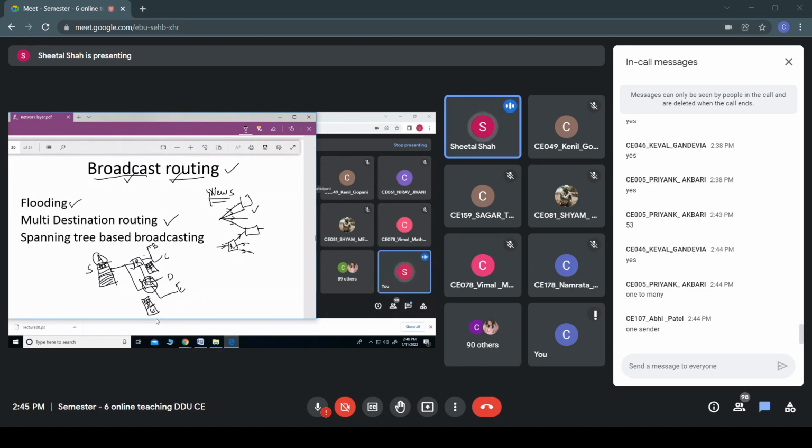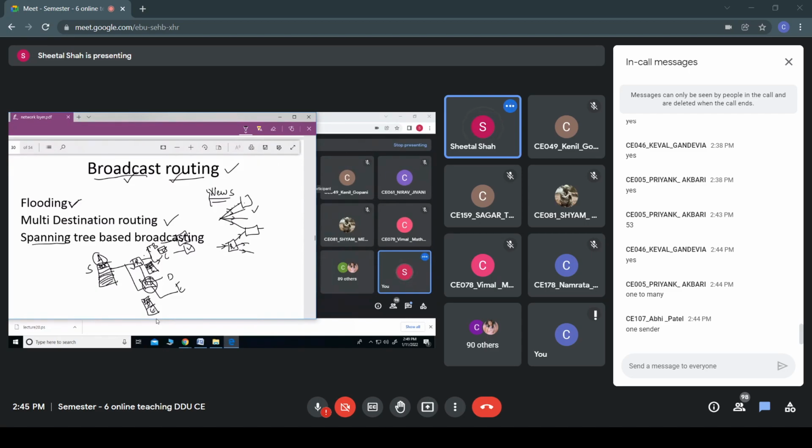Only those addresses are provided on that outgoing link, and by doing so the duplicate packets can be reduced, as we have in the case of flooding. This is one more way of routing or broadcasting, which is known as multi-destination routing. Say suppose there are some more hosts, then accordingly it will send only to that particular host, providing only the destination address of that particular host. So this is nothing but multi-destination routing.